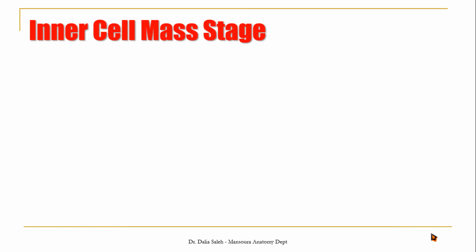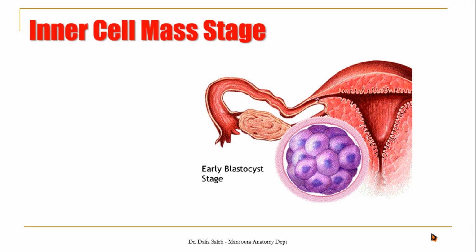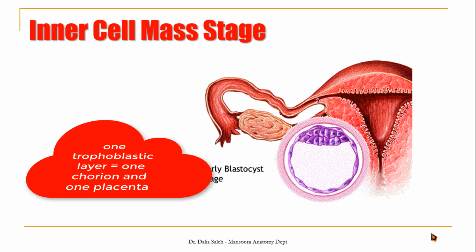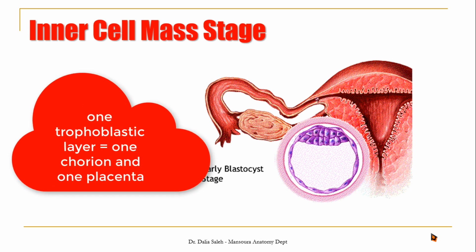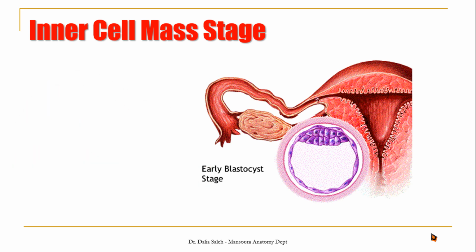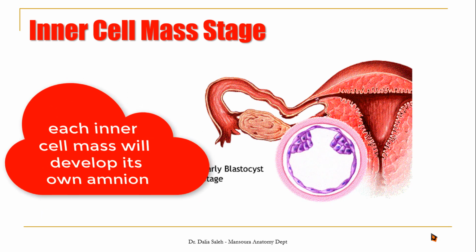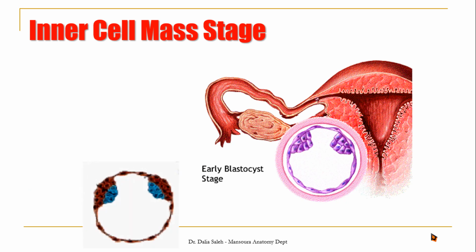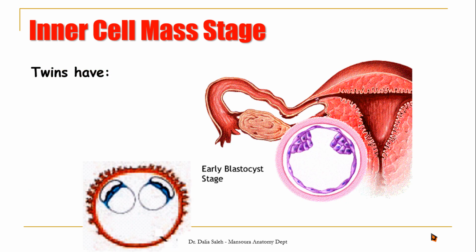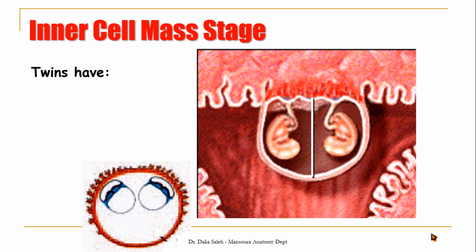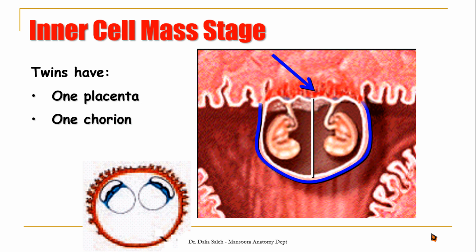If the separation occurs later on, you can see here the morula that will develop into a blastocyst with inner cell mass and blastocyst cavity. But in this case, the inner cell mass separates. So each group of cells will develop into a different embryo. So the resulting twins will have one placenta. They share the same chorion, but each will have his own amniotic cavity.